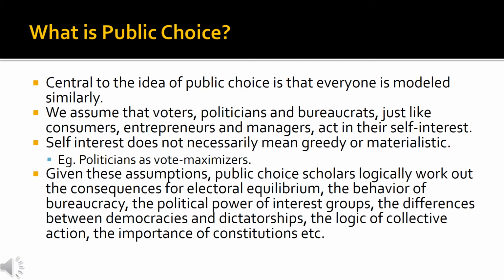So when we see public and private choice processes differ, this isn't because the motivations of the actors are different, because people making decisions within the political realm think differently than people making decisions within the market realm. If we see these differences, it's because of differences in the incentives and the constraints faced by people within the two different types of settings, markets and politics. So what we do as public choice scholars is try to work out the consequences for elections, the behavior of bureaucracies, the political power of different interest groups, the differences between democracies and dictatorships, the logic of collective action, and the importance of constitutions.